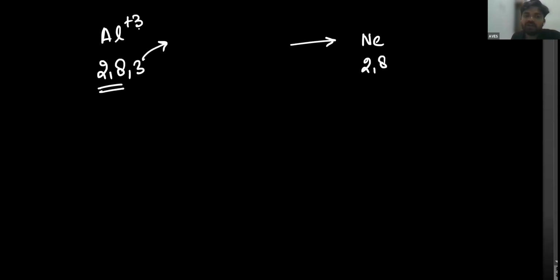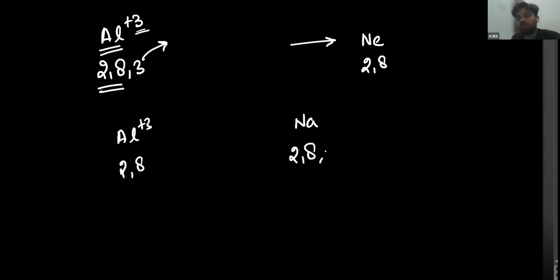And if it loses 3 electrons, then it will get a 3 positive charge, because an electron is negatively charged. And when the negative charge is removed, the positive charge increases. So when aluminium is in the state of Al3+, it will have the electronic configuration 2,8. Likewise, the sodium atom has the electronic configuration 2,8,1, and this sodium ion has the electronic configuration 2,8 only, because when it loses one of its electrons, it will get 1 positive charge.